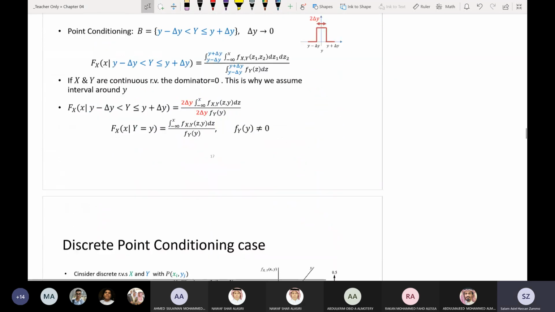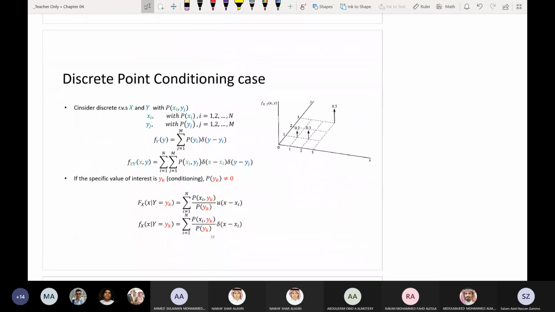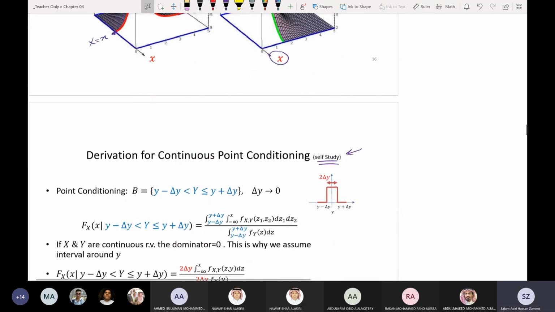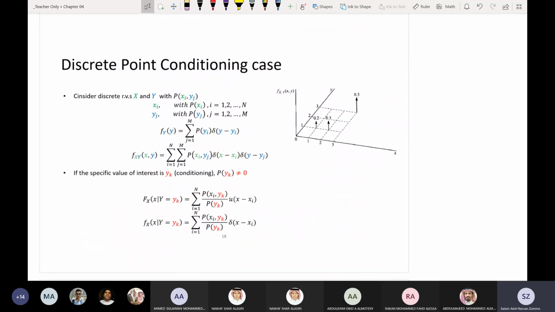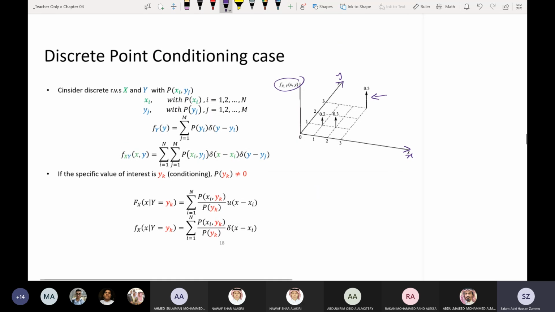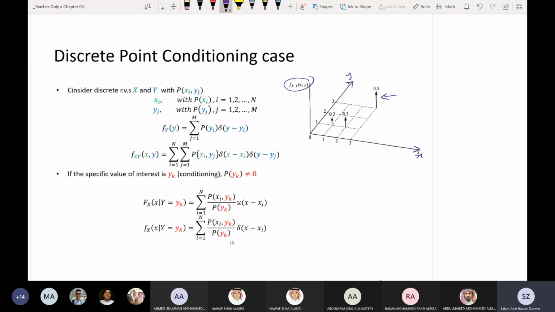As I mentioned, this is self-study. We will not go through it. Before we go into examples about the continuous case, let's talk about the discrete case. So when we have two discrete random variables, x and y, the PDF of x and y looks like this two-dimensional plane that has some impulses. We have this famous example that we have taken already. The same example: we have 3 impulses, at x equal 1 and y equal 1 with 0.2, at x equal 2 and y equal 2 with 0.3, and at x equal 3 and y equal 3 with 0.5. The same example that we have taken so far.